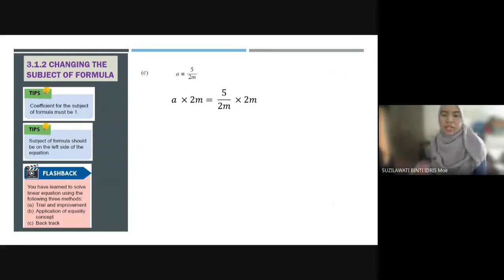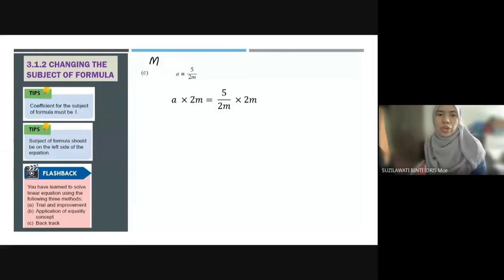Here C. Okay, this one. Cepat-cepat. A multiply by 2m equal 5 over 2m multiply by 2m. This one to make m as the subject of formula. Okay, we are going to make m as the subject of formula. So we need to remove any coefficient or variable that is not m to the left side. So this is what we are going to do.